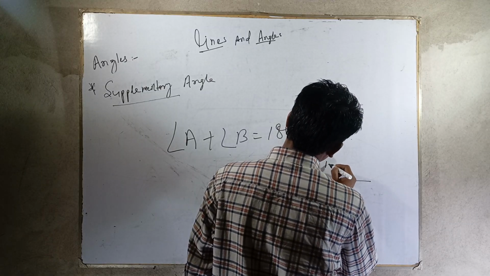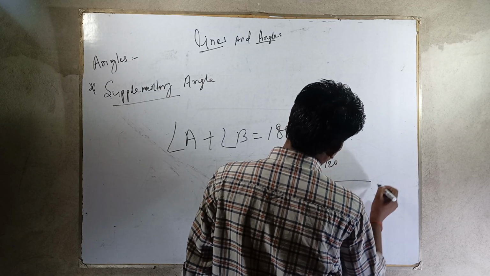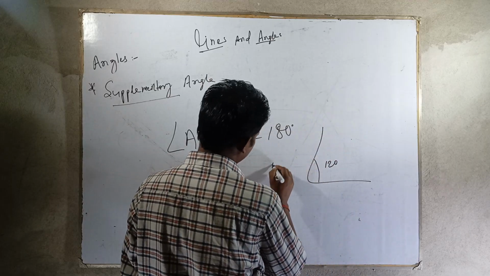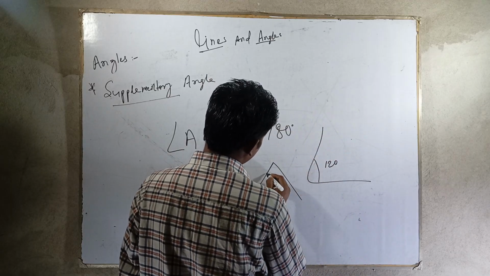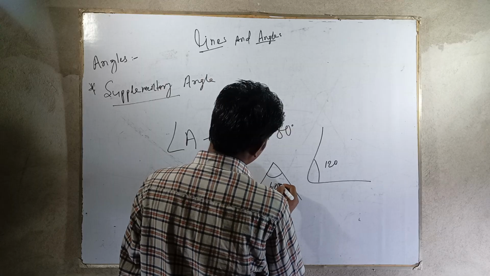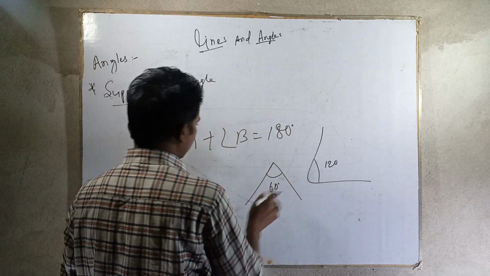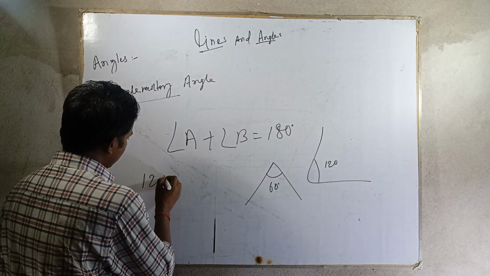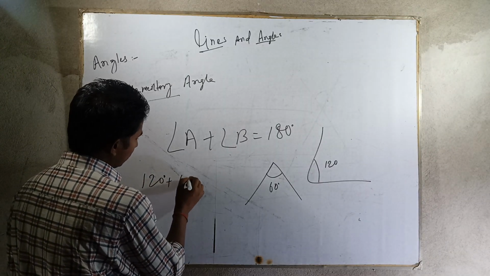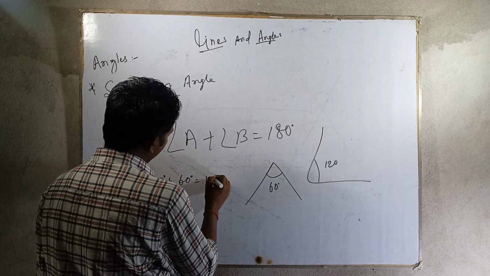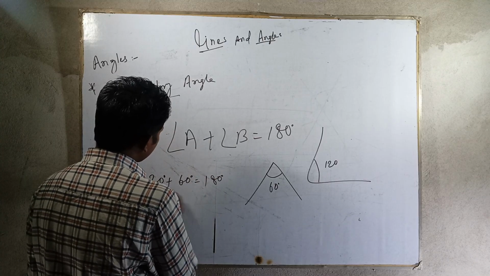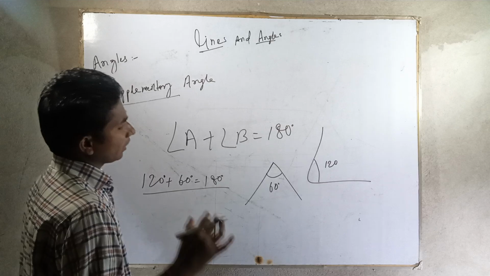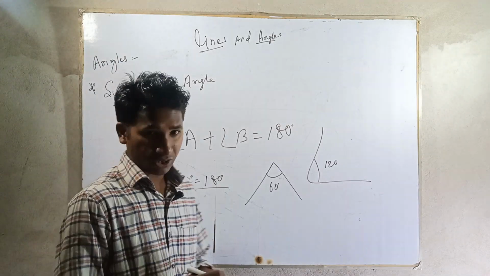Suppose this one is 120 and another angle is 60 degrees. Both of them added, 120 plus 60 degrees, equal 180. This one is a supplementary angle.